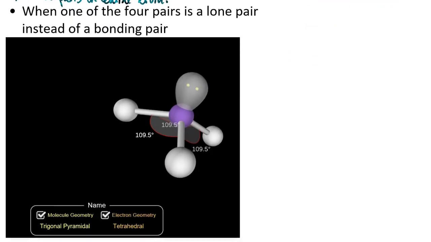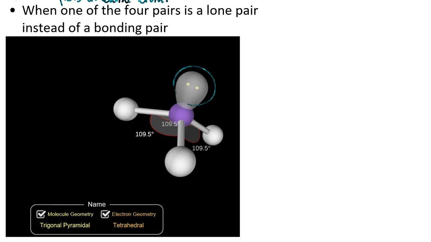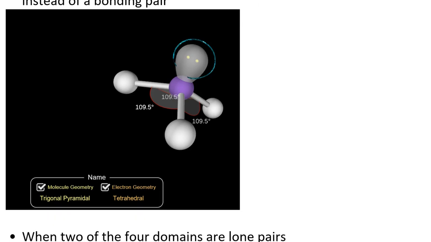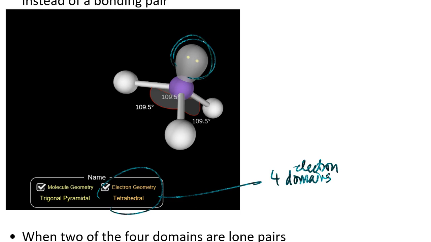But what if we do have a lone pair? If we have a lone pair there, then the electron domain geometry would still be considered tetrahedral because I still have 4 electron domains. But now, because of this lone pair, remember that the molecular geometry is actually determined by the presence of the atoms, not the lone pairs.